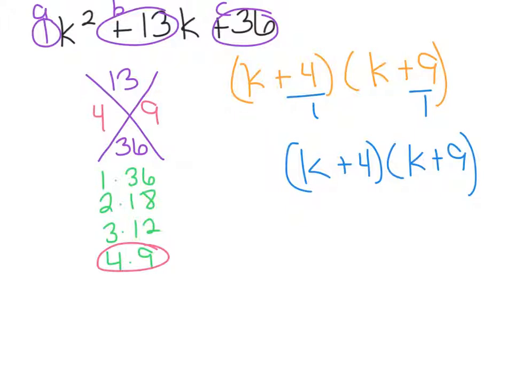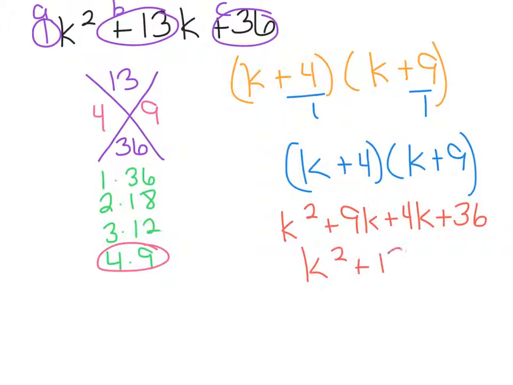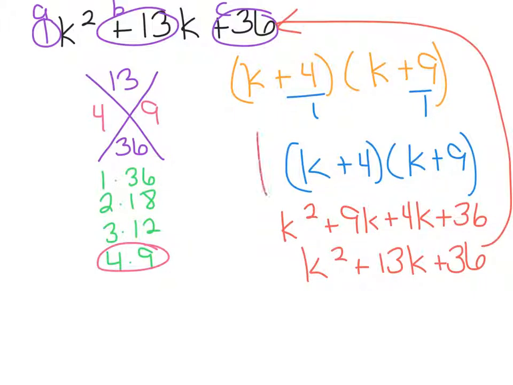Now we will FOIL to check. The first, you get k squared, outer plus 9k, inner plus 4k, and the last plus 36. Now we combine the middles. You get 13k plus 36, which is what we were looking for, so that tells us our answer is correct.